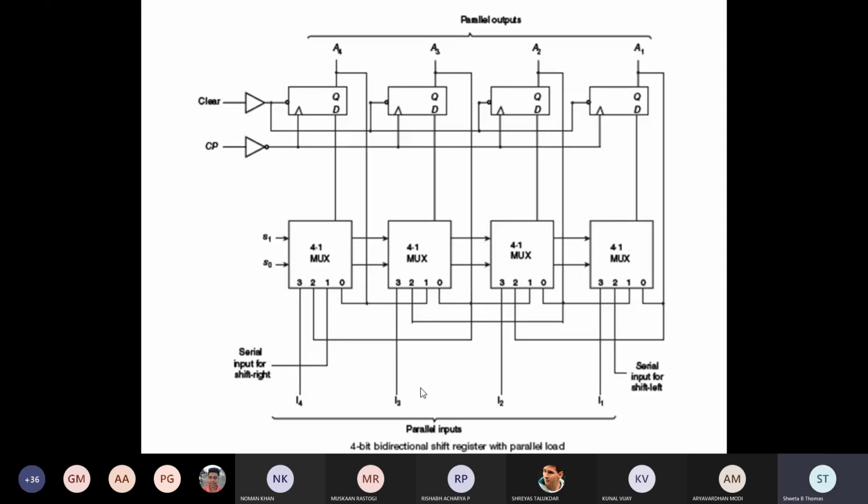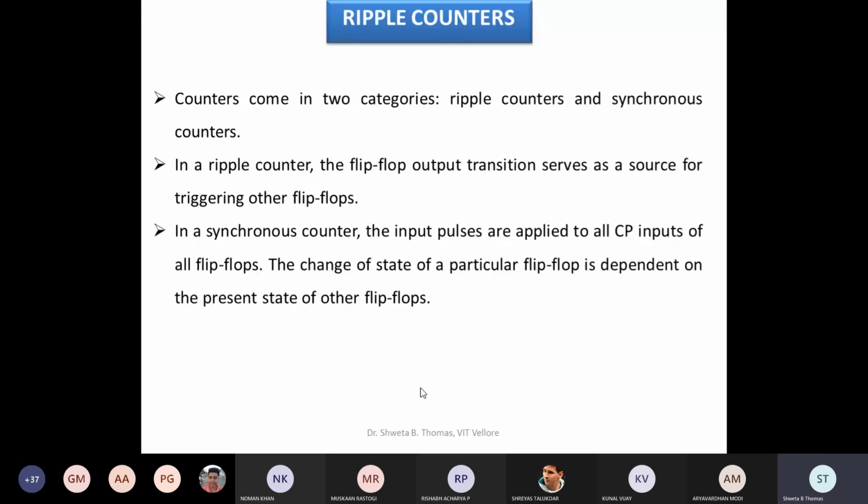So likewise, this will work. And if you go in detail, you will be able to see which terminal is connected to which one. And the multiplexer operation is also known to you. But this particular topic is very important. So next we'll go for the ripple counter.